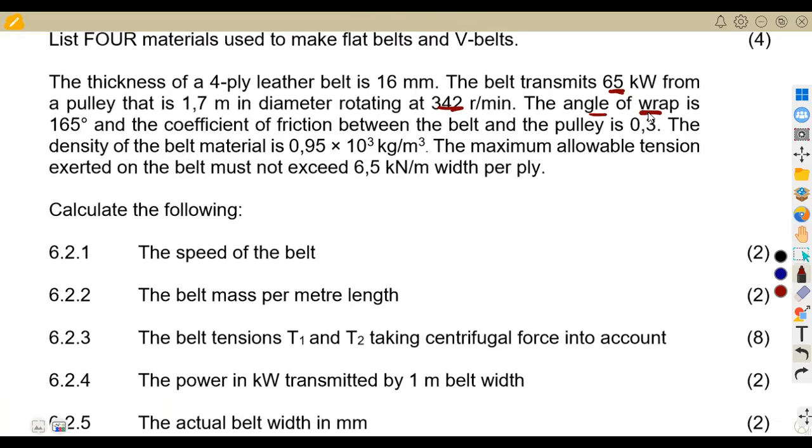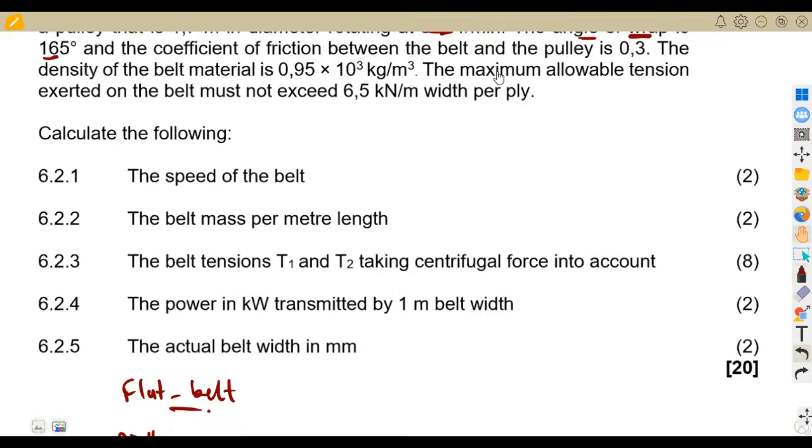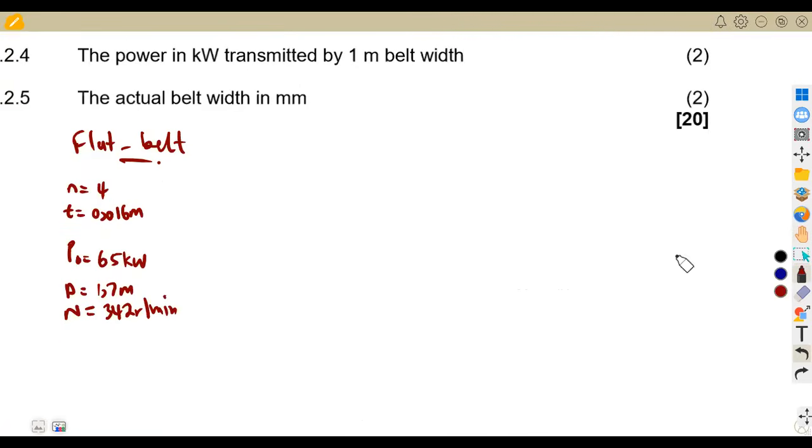Then the angle of wrap. The angle of wrap is the angle of contact, so we're given the angle of contact for the flat belt, which is 165 degrees. And I told you guys, whenever you're dealing with the angle of contact, you are supposed to have this in radians. So you convert the angle of 165 degrees to radians: 165 over 57.3. You divide by 57.3, thus this value is now in radians.